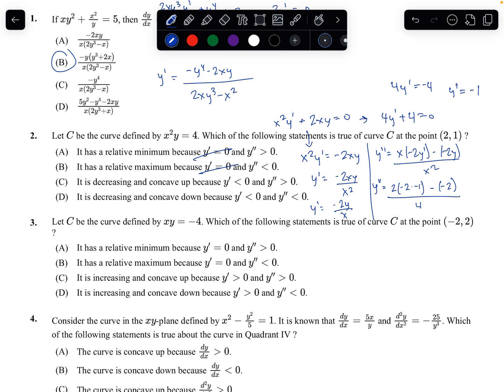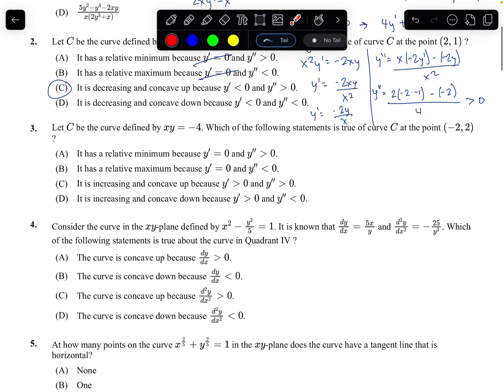And so let's think about this right here. 2 times -2 times -1, that's going to be 4, isn't it? 2 times -2 is -4, times -1 is +4, minus a negative, so plus. So this is going to be positive over a positive number, so this right here is going to be greater than 0. So y double prime is greater than 0. That's got to be option C right here. Decreasing because y prime is negative, and concave up because y double prime is positive.